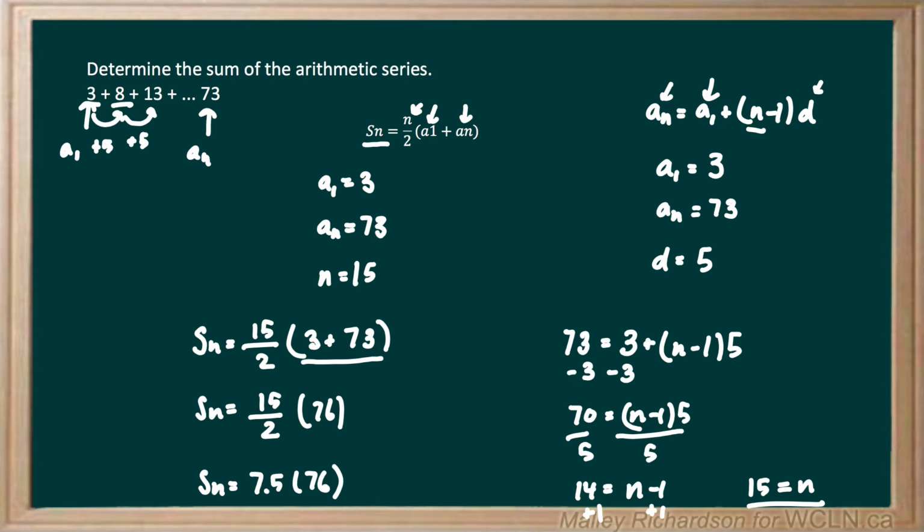7.5 times 76 leaves us with 570. So the sum of the 73 terms is going to be 570 as our answer.